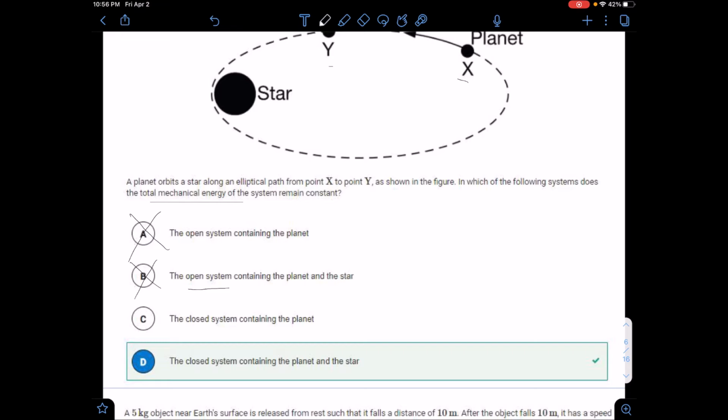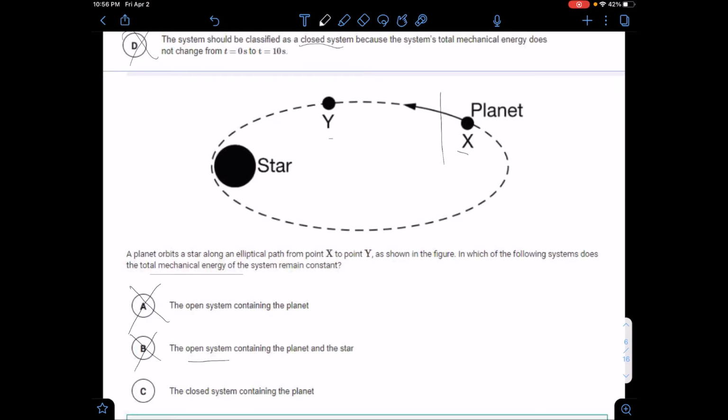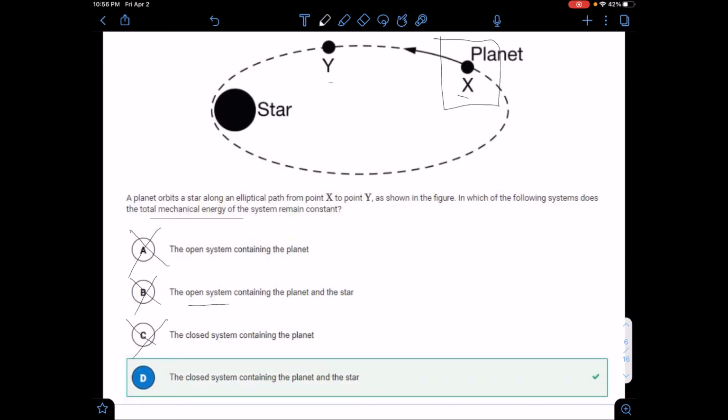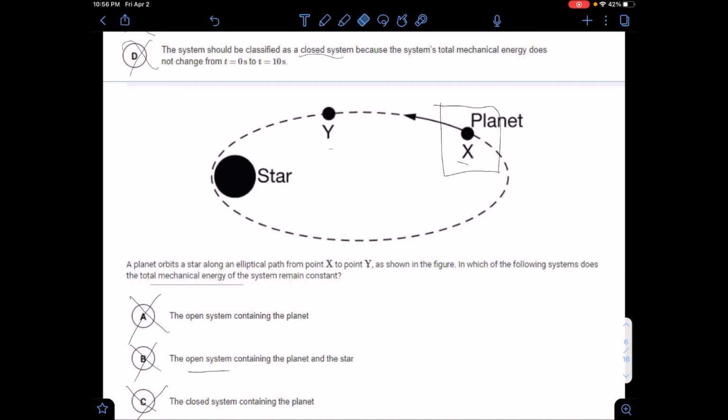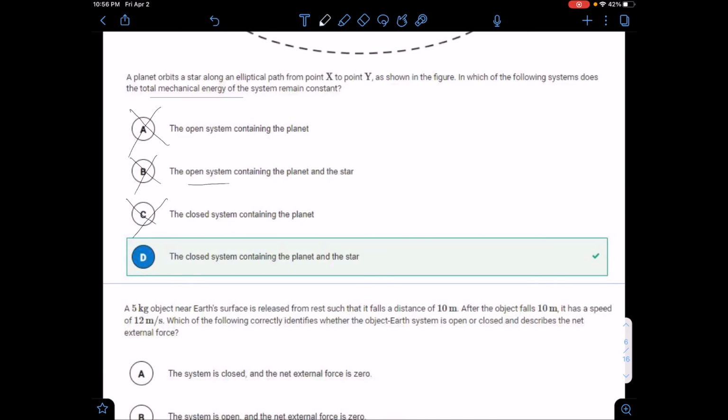So the closed system containing the planet. Well, if it were the closed system containing only the planet, so let's say we were to just focus only on this point right here, since it's still moving in its elliptical path, that would mean that the star is an external force on it, and so it's not a closed system. But if we were to put a closed system with both the star and the planet, then since the only force acting on the planet is the star, it would be correct. So this is our correct answer.